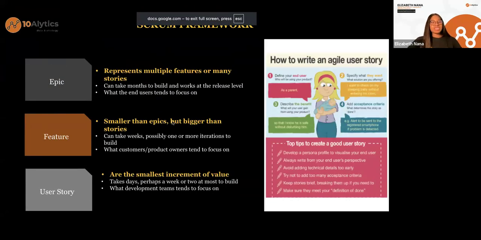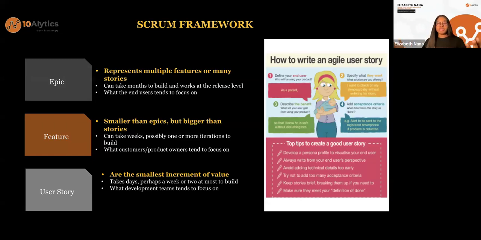Now, let's talk about epics, features, and user stories, because these are also things that you need to understand in the Scrum framework. What are epics? What are features? And what are user stories? So epics represent multiple features or many stories. Think of epics as a huge body of work, what you want to do, the overall goal of the project. For example, let's say we want to build a house, right? An epic would be build my dream house. I want to build a 3-bedroom bungalow, or I want to build a skyscraper, right? That's an epic, the overall goal.